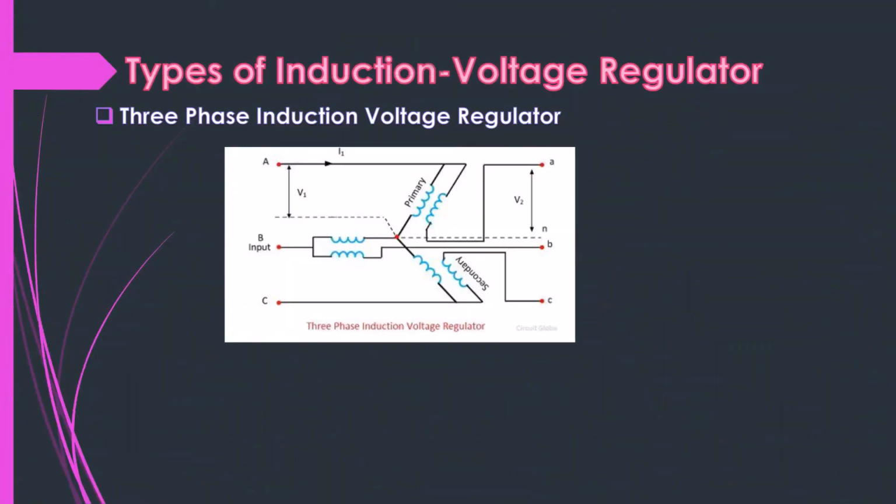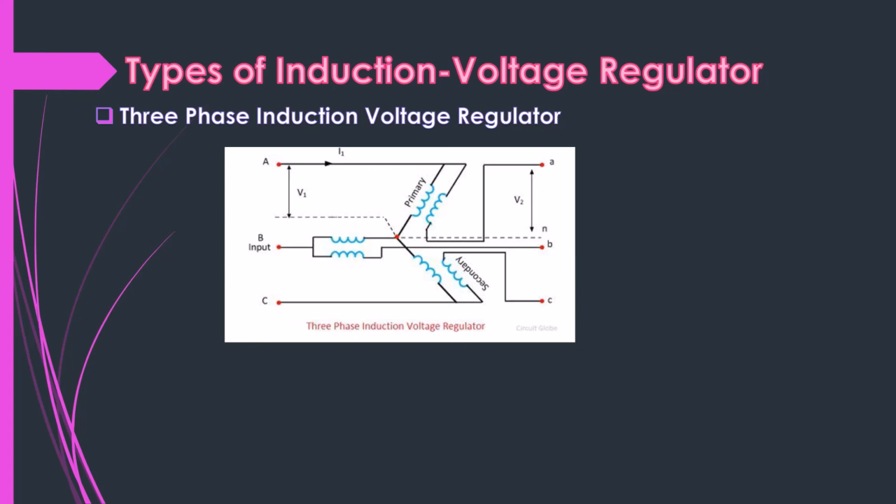Next is the three-phase induction voltage regulator. As shown in the schematic diagram, the three-phase induction voltage regulator has 3 primary and 3 secondary windings, which must be spaced 120 degrees apart. The primary windings are placed in the slots of a laminated rotor core and connected across the 3-phase AC supply. The secondary windings are in slots of a laminated stator core and are connected in series with the load.